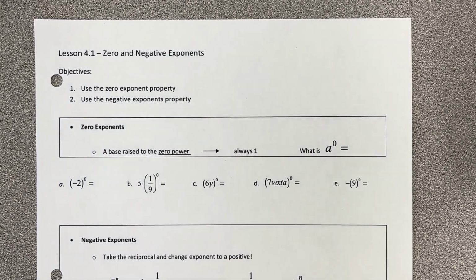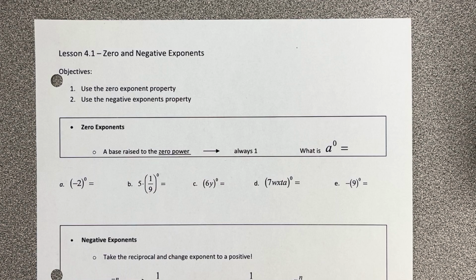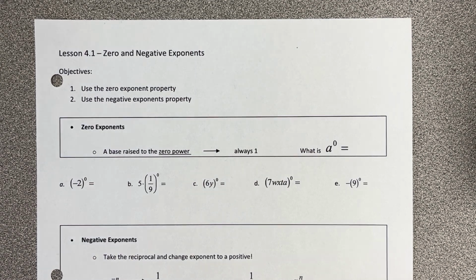Hello, Algebra 1. Today we're looking at Chapter 4. We're going to be doing exponential functions in Chapter 4. And we're going to start out by looking at zero and negative exponents. So what we're actually doing is we're starting to look at properties of exponents.